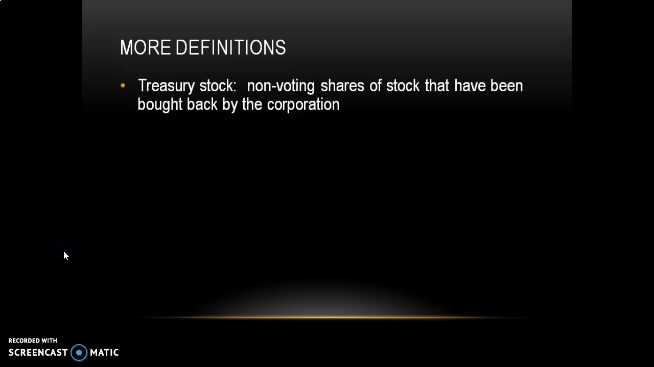A couple of more definitions. Treasury stock. Treasury stock is also non-voting shares of stock, and treasury stock are simply shares of common stock that have been bought back by the corporation. Occasionally, when the corporation is flush with cash, the directors of the corporation will decide to buy back some of their stock. When they do that, it makes the shares of stock that are still out there owned by people more valuable because you're reducing the number of shares outstanding, and as you reduce the number of shares, then that means that each share that's left over will have greater value.